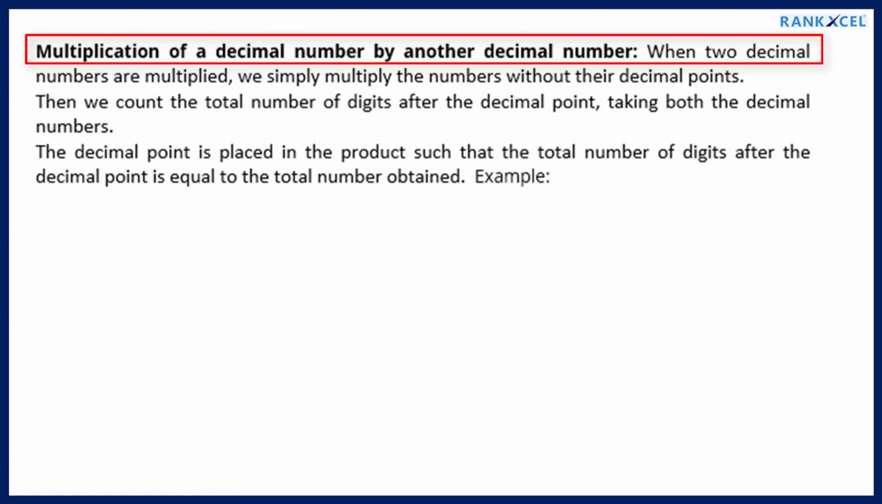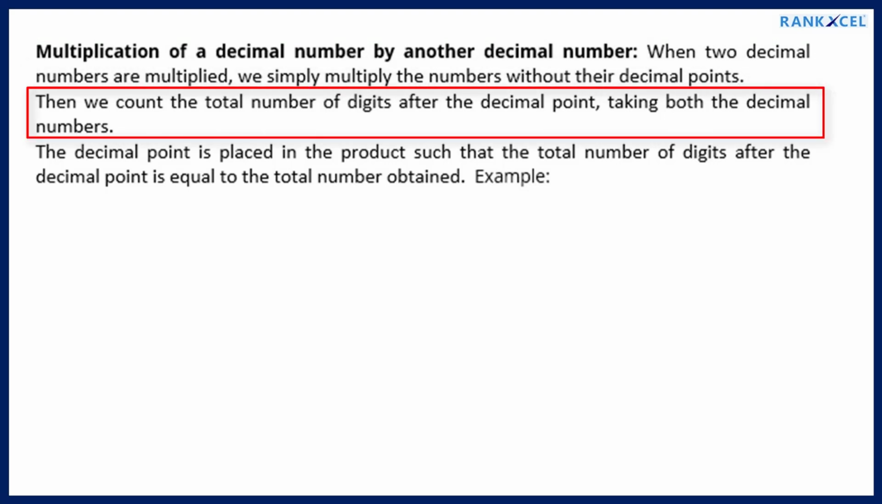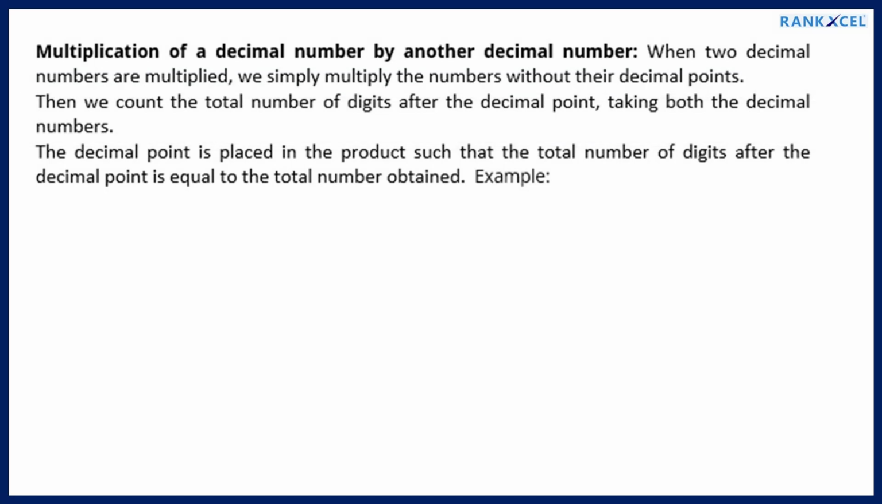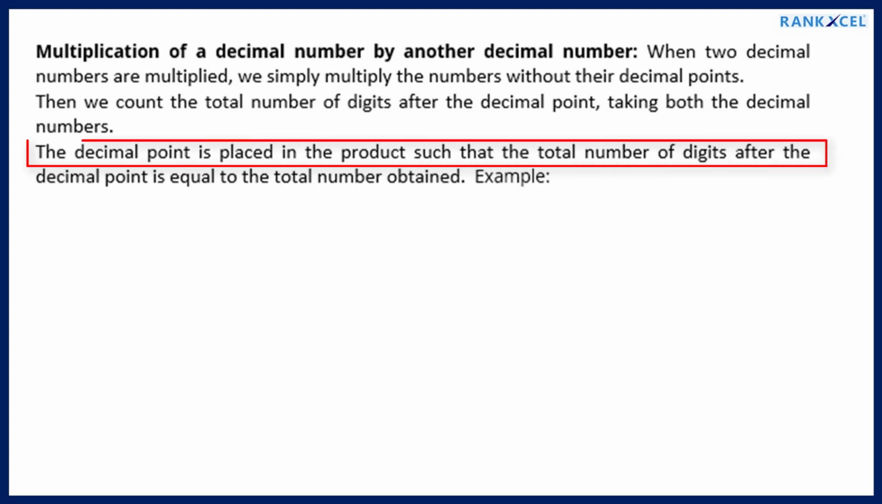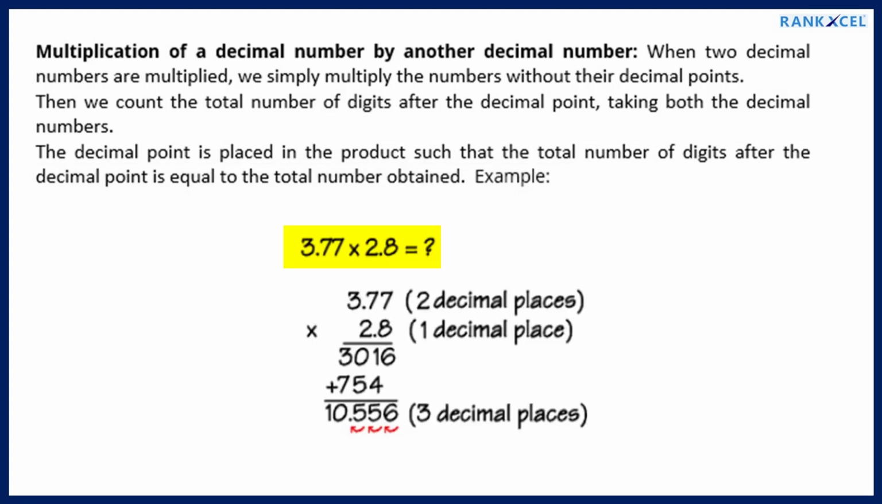Multiplication of a decimal number by another decimal number. When two decimal numbers are multiplied, we simply multiply the numbers without their decimal points. Then we count the total number of digits after the decimal point, taking both the decimal numbers. The decimal point is placed in the product such that the total number of digits after the decimal point is equal to the total number obtained. Example.